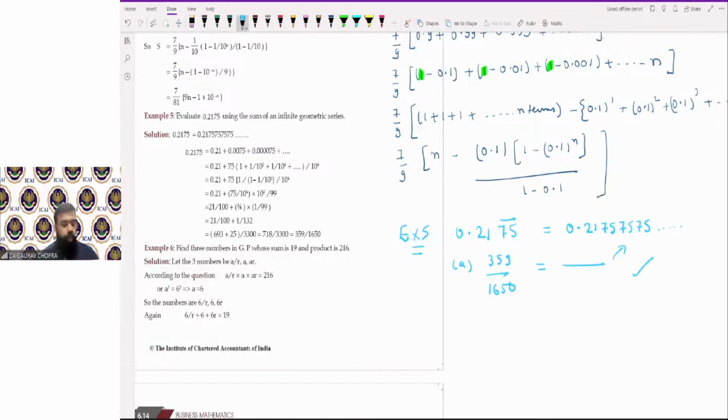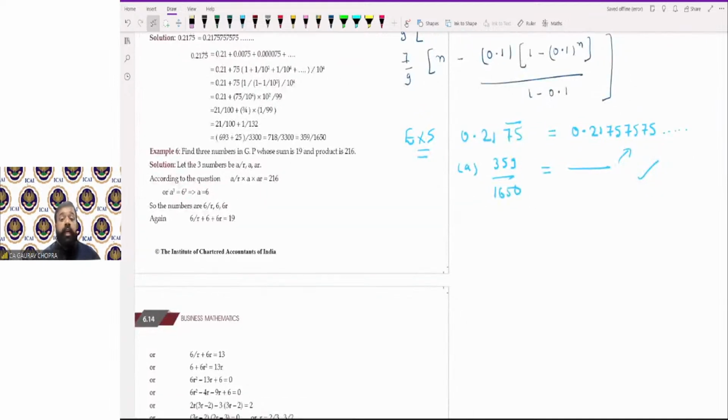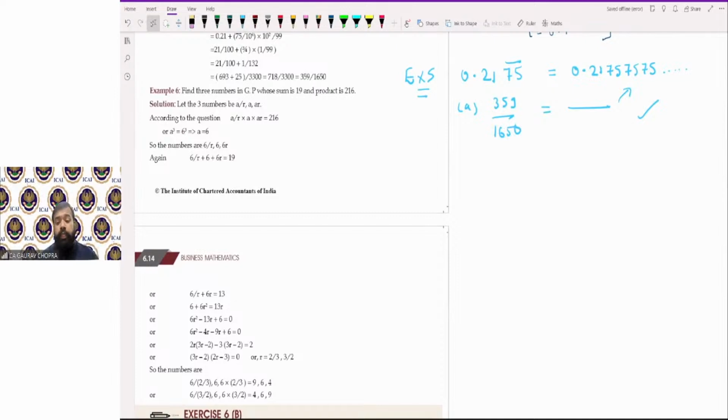Okay, so now this we have done. Let's move on to example number 6. Yes, find three numbers in GP whose sum is 19 and product is 216. तो थ्री नंबर्स आपको ऐसे पता लगाने हैं जिसका सम गिवन है एंड जिसका प्रोडक्ट गिवन है. तो ऐसे क्वेश्चन को सॉल्व करने के लिए भी देयर आर टू मेथड्स, और फिर हम देखेंगे उनमें से बेस्ट कौन सा है हमारे एग्जाम पॉइंट ऑफ व्यू से.